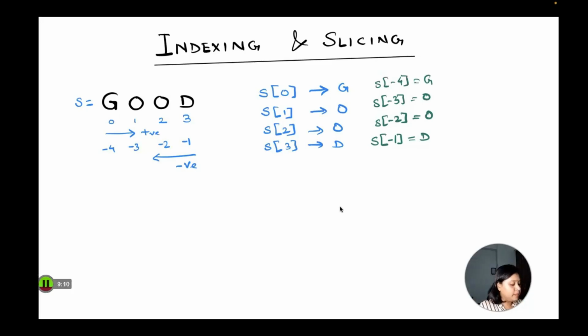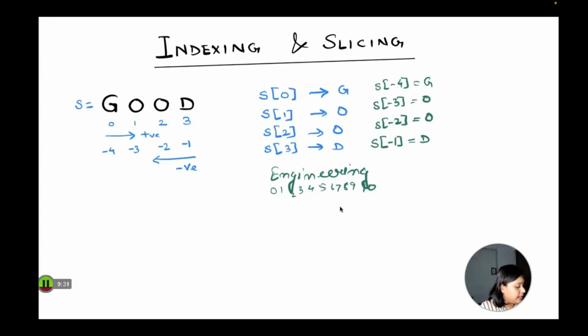So if you have a very long word, let's say engineering, right? In this engineering, how many letters are there? There is 0, 1, 2, 3, 4, 5, 6, 7, 8, 9, 10, right? So if I have to count, there are a total of 10 letters. So if I have to get the last letter, I have to write S of 10, right? And that S of 10 will be G. If I have to get R, then it will be S of 7, right? So I have to count where exactly it is coming.